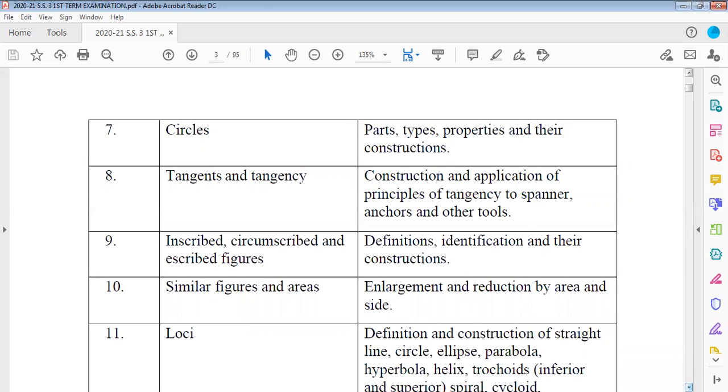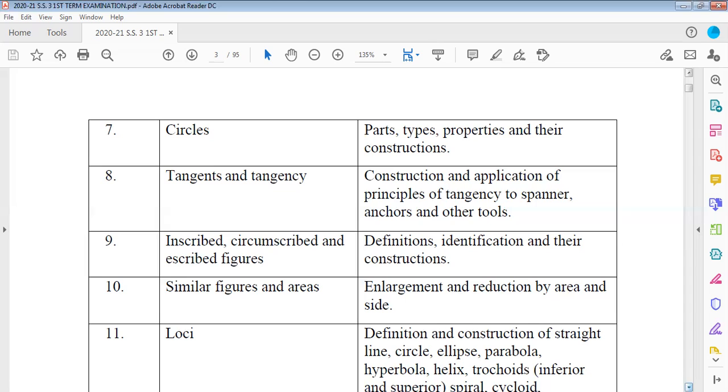Then you'll be taught definition of a tangent and how you can construct a tangent to two equal circles. That is internal tangent to two equal circles, external tangent to two equal circles, internal and external tangent to two unequal circles. And then you'll be taught the principles of tangency, how you can apply the principle of tangents to construct spanner, to construct electric bulb, to construct blade, and so on. To construct hook, you'll be taught there.